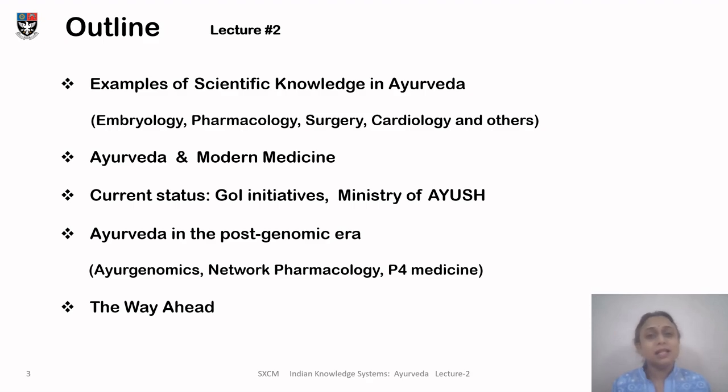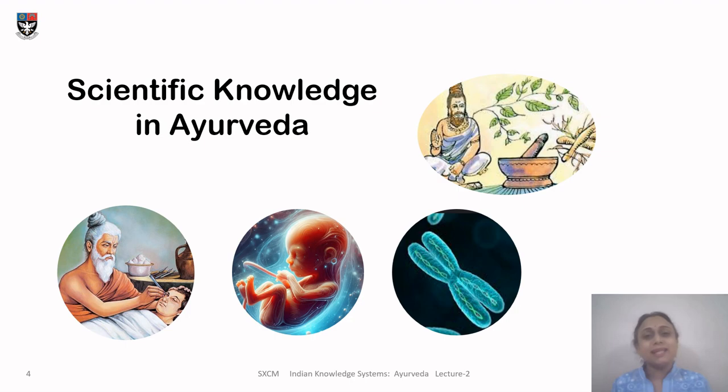And we will conclude this lecture by discussing recent research in Ayurveda in the post-genomic times by referring to Ayurgenomics, network pharmacology, and P4 medicine. As we discuss all these topics, we will also look at the way ahead for Ayurveda. Let us begin now by discussing certain examples of scientific knowledge that is present in our Ayurvedic texts.